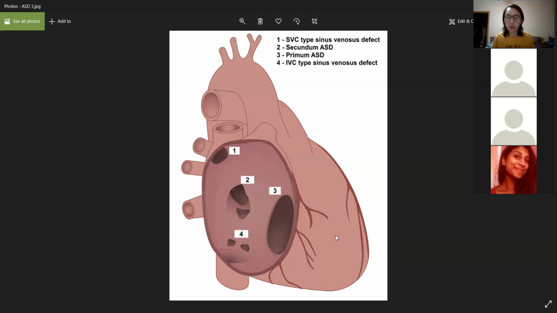They're not mutually exclusive. So from the name itself, AVSD with communication on atrial level, and I'm referring to ASD primum, it means that a big portion of the defect is in the atrium, and only a small portion of the defect is in the ventricle.